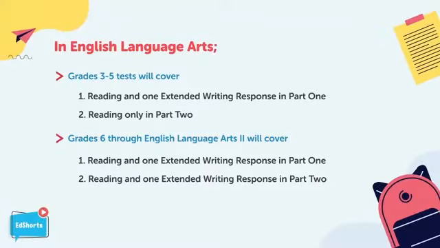A student who does not take one part of the test will receive 0 points for the questions on that part of the test, but will receive a summative score for the test if the attempted criteria are met. In English Language Arts, grades 3 to 5 tests will cover reading and one extended writing response in Part 1, reading only in Part 2. Grades 6 through English Language Arts 2 will cover reading and one extended writing response in Part 1, reading and one extended writing response in Part 2.